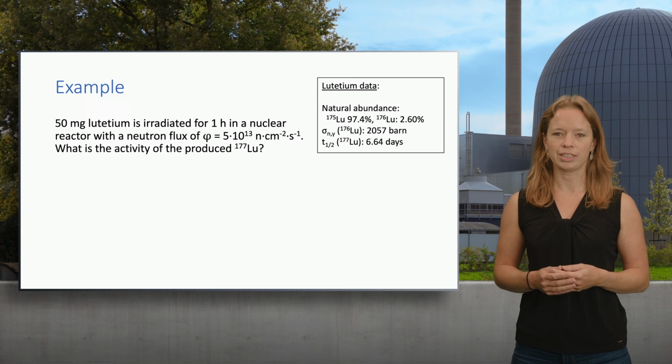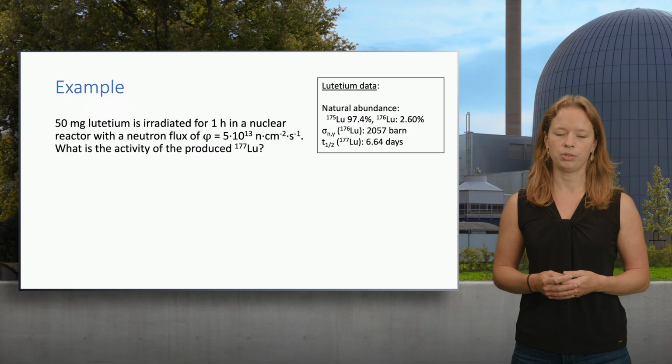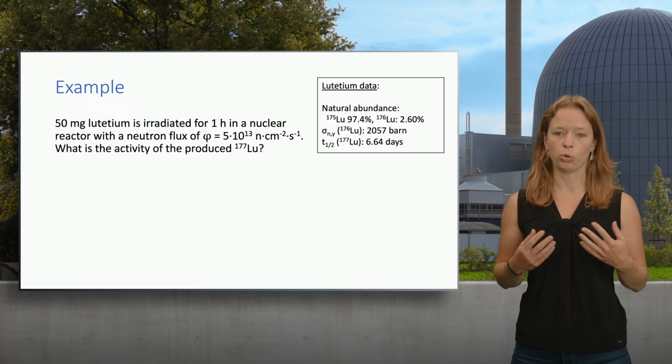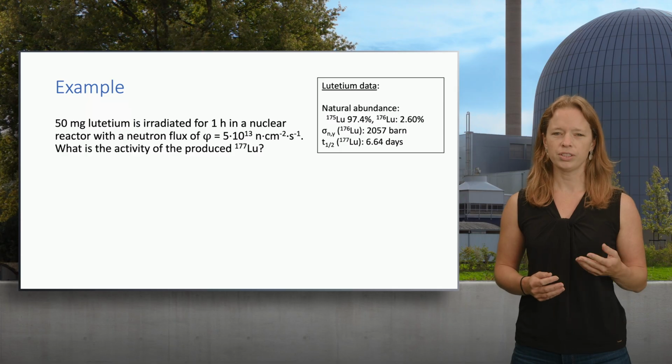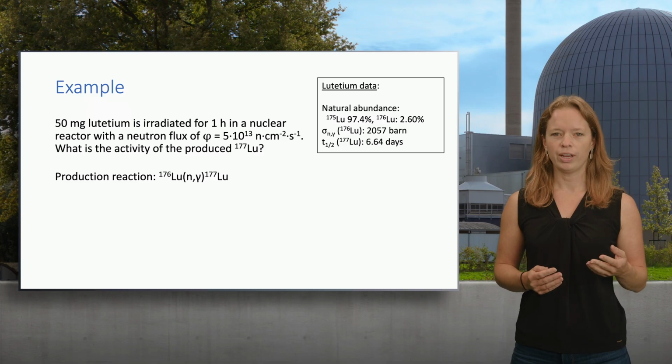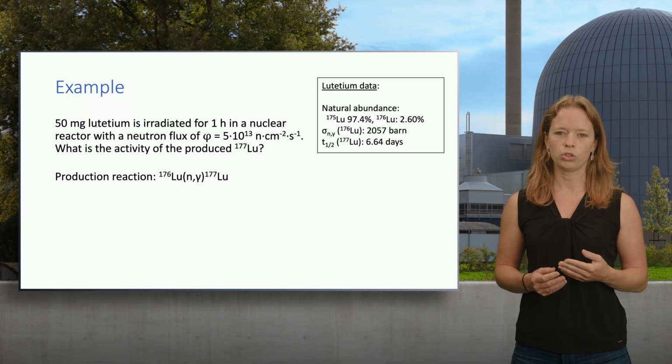We have a target consisting of 50 milligrams of lutetium, which is irradiated for 1 hour in a reactor. The neutron flux and some other physical properties of lutetium are given, and it's up to us to calculate how much lutetium-177 we are producing. First, let us consider the reaction taking place. We are irradiating the lutetium target with neutrons to produce the desired radionuclide.